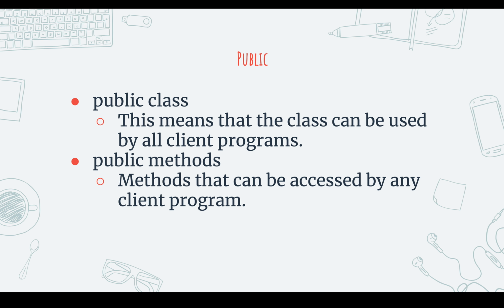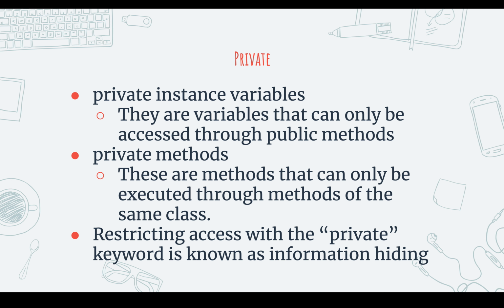Private is pretty much the opposite of public. Generally, we're going to use this with instance variables. Private instance variables are variables that can only be accessed through public methods. So in our methods video, which will be our next video, these instance variables can only be accessed through a public method. So private instance variables can only be accessed by methods in that class.